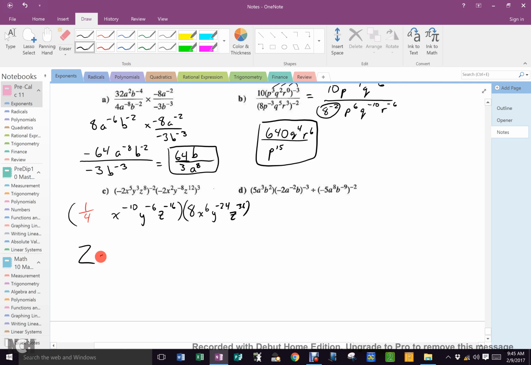Negative 10 plus 6 is x to the negative 4. Negative 6 plus negative 24 is y to the negative 30. Negative 16 plus 36 is z to the 20th. So I get 2z to the 20th over x to the 4th, y to the 30th.